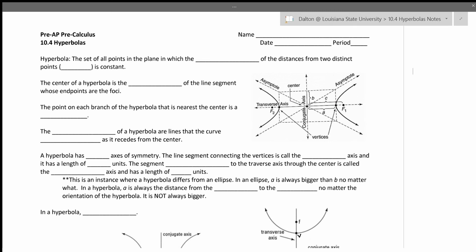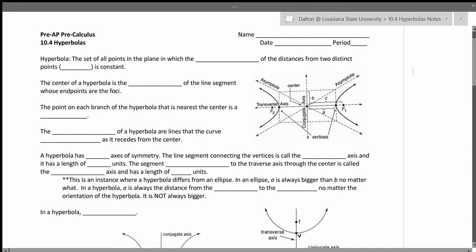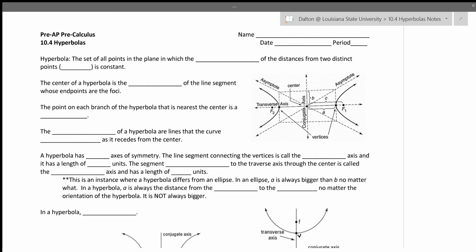Hello, folks. Our next conic section to discuss is the hyperbola. You're going to notice a lot of similarities between hyperbolas and what we've just talked about for ellipses. So let's get into it.